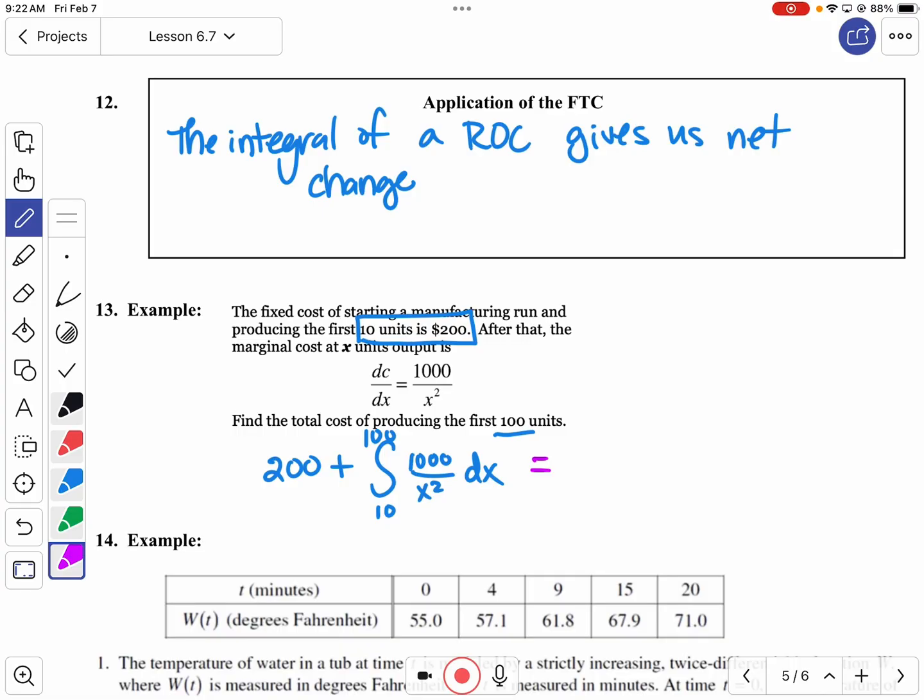What'd you get? $290. That's it. Okay, that's it, which is nice.